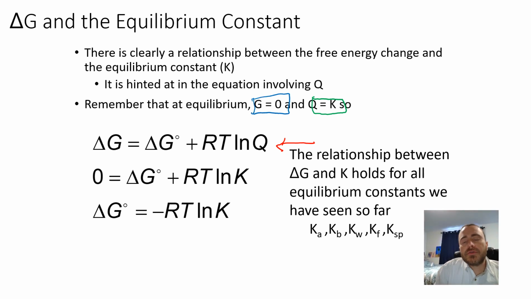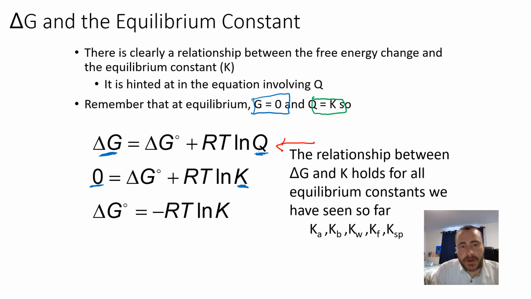So if we know those two things, we can plug them into our top equation. And we can say, okay, if I'm at equilibria, instead of having Q, let's make that K. And if I'm at equilibria, instead of solving for a delta G, we know that we're at equilibria, so let's call that 0.